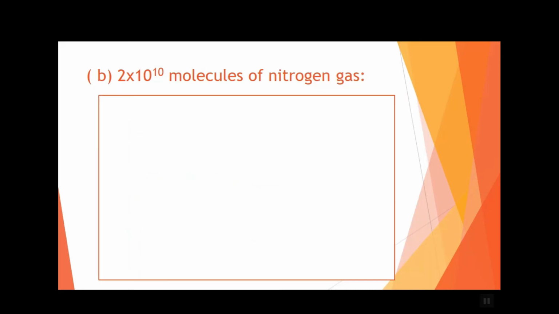Understood? Now our part B, 2 exponent 10 molecules of nitrogen gas. Our data is number of molecules of nitrogen gas is equal to 2 exponent 10 molecules, and mass of nitrogen gas we don't know. Here we are taking nitrogen gas, and you know that nitrogen gas exists in its diatomic form. So we will take N2, not N single.